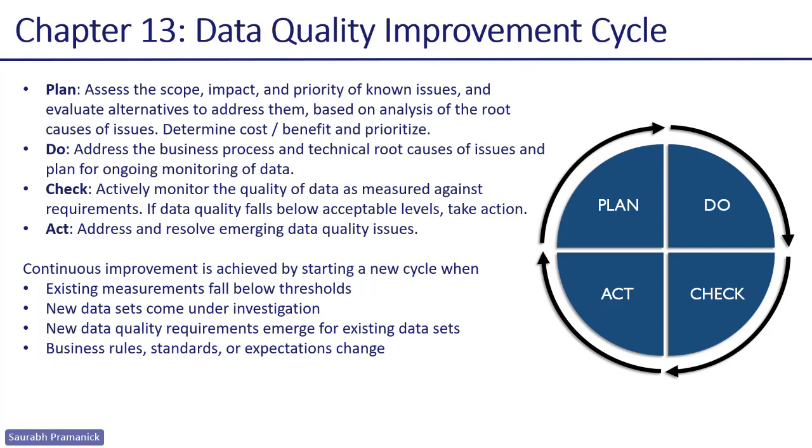Now, if you see, this is more of a PDCA kind of life cycle, which is plan, do, check, and act, where you first assess the scope, impact, and priority of these issues, try to evaluate data and try to provide alternatives so that you can start addressing them. Then you start addressing the business process and technical root causes, and you start planning out and performing a lot of these activities. Then you start checking and monitoring the data quality, how it is being done, and what are some of the key activities that you want.